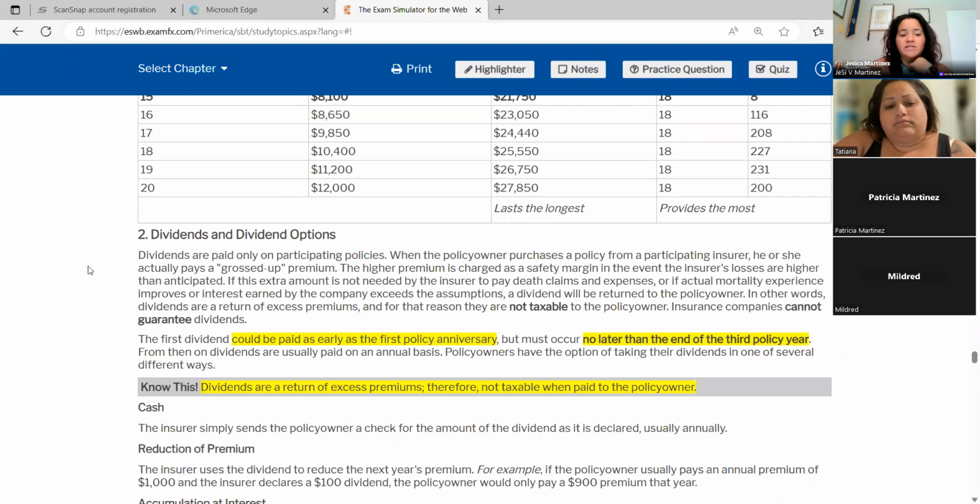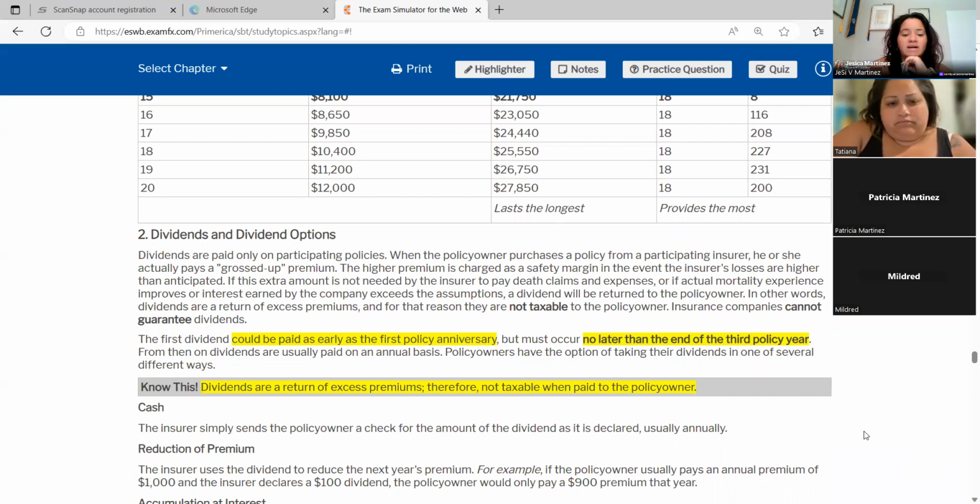Dividends and dividend options. Dividends are paid only on participating policies, so not every policy will pay you dividends. When the policy owner purchases a policy from a participating insurer, he or she actually pays a grossed up premium. The higher premium is charged as a safety margin in the event the insurer's losses are higher than anticipated.